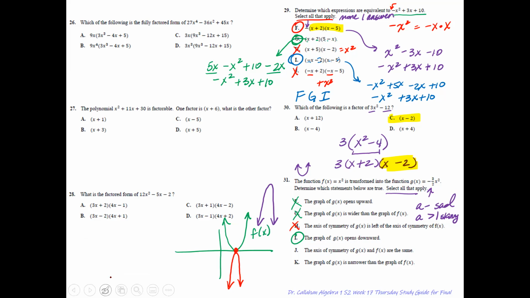That is correct because you look at it, they have the same line going up and down. It's not moving to the right or left. So J will be correct as well. And the G of X is narrower than the F of X. So that's correct as well. So I, J, K will be your answer.